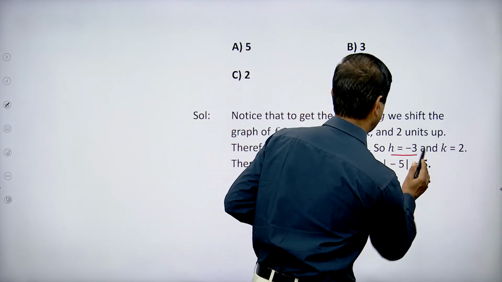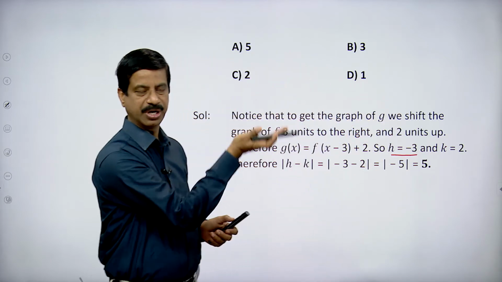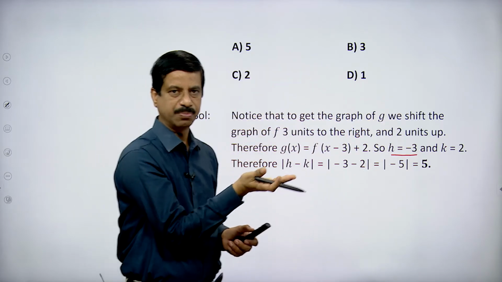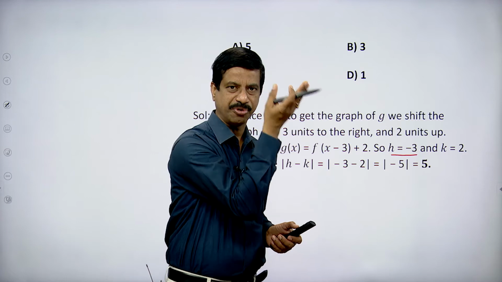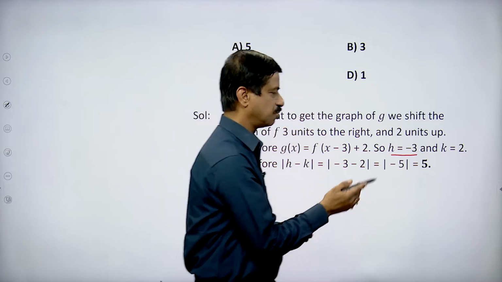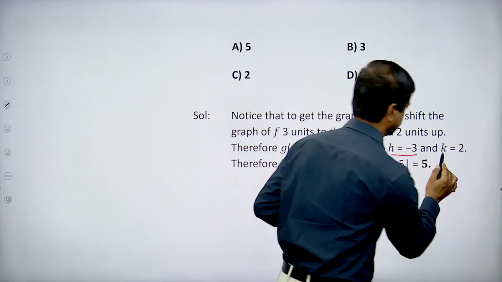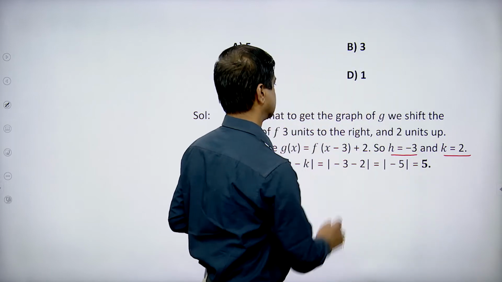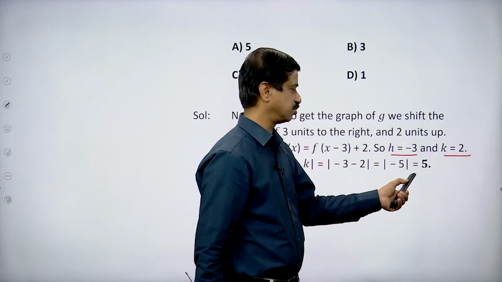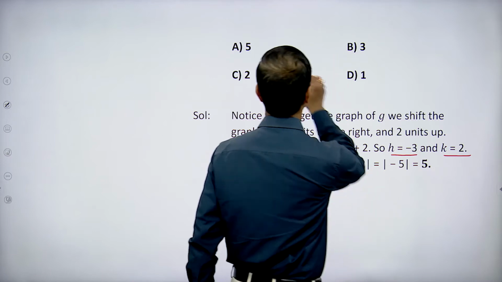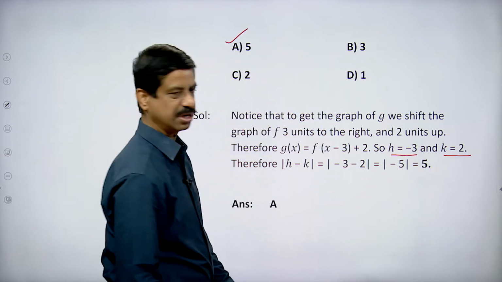Where is k? It has moved upwards. I said if it moves upwards, we will take it as positive. If it moves downward, it is negative. So, 1, 2 he gave. So, k should be 2. Now h minus k: -3 minus 2 is -5, mod is 5. So, it is option A. Please note it fast, quick.